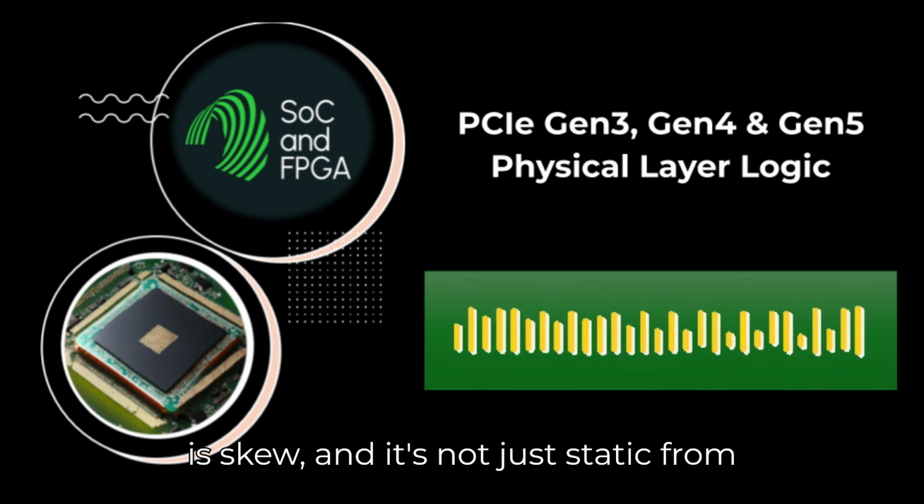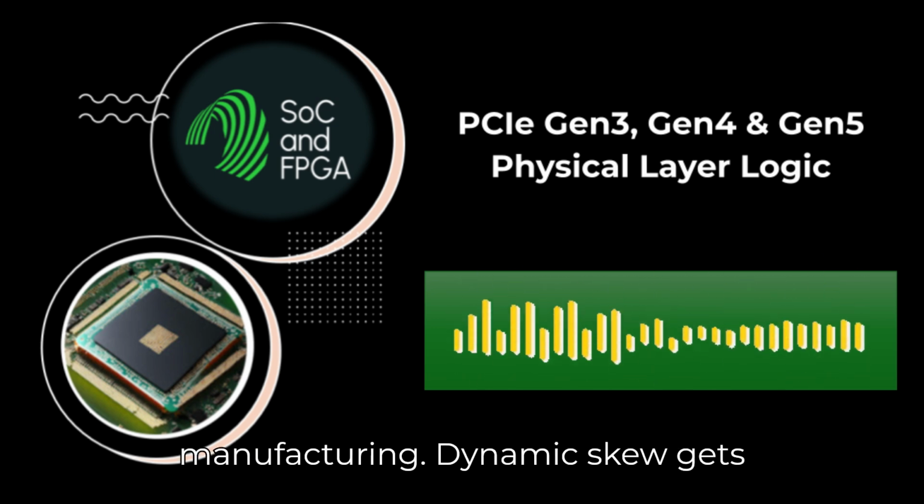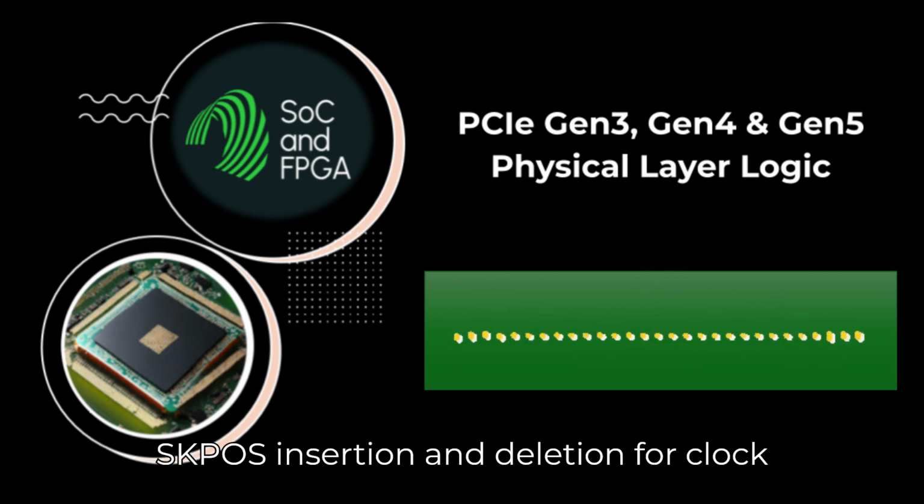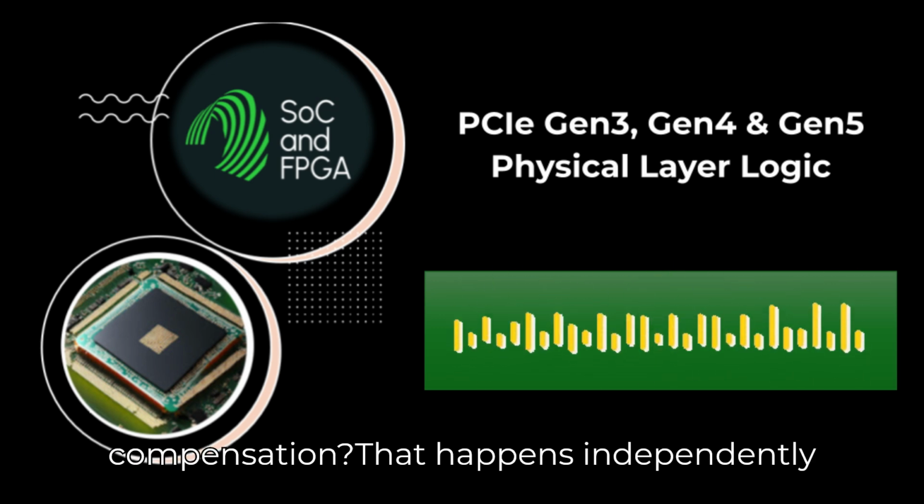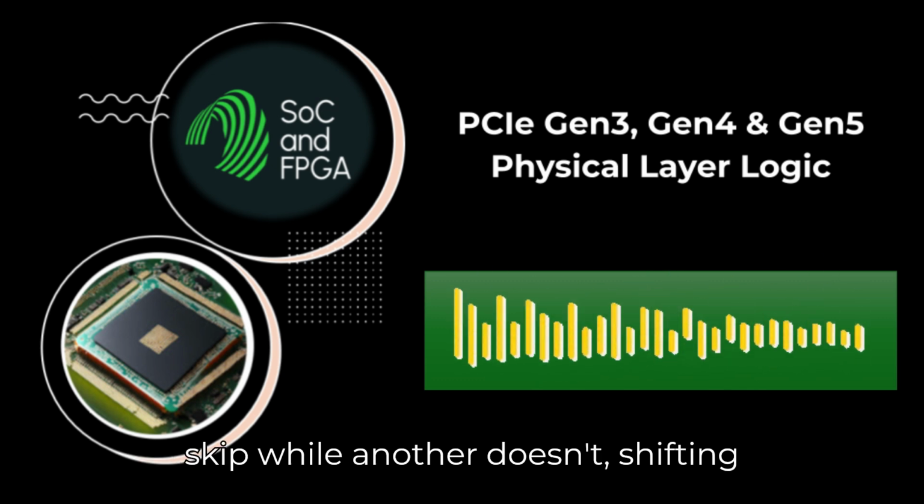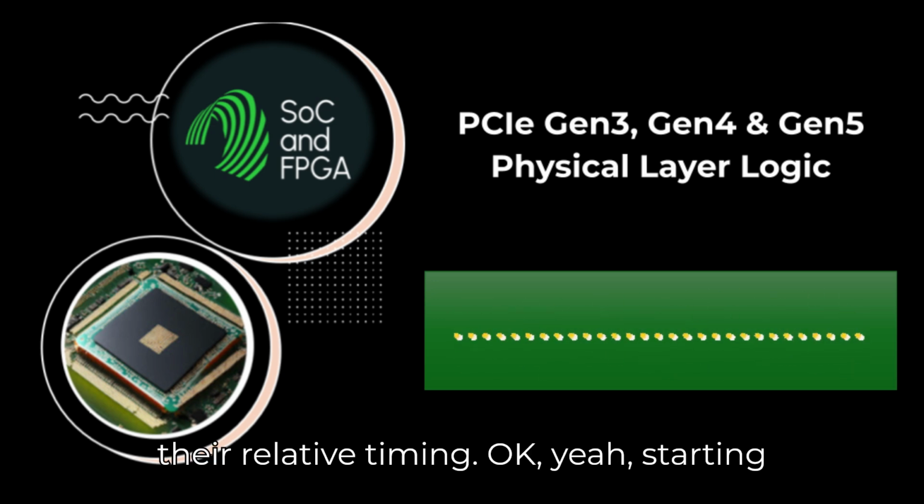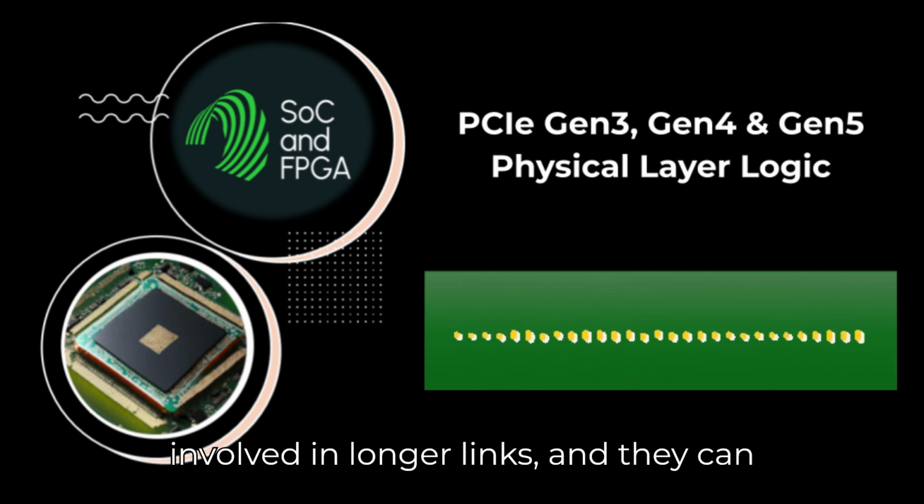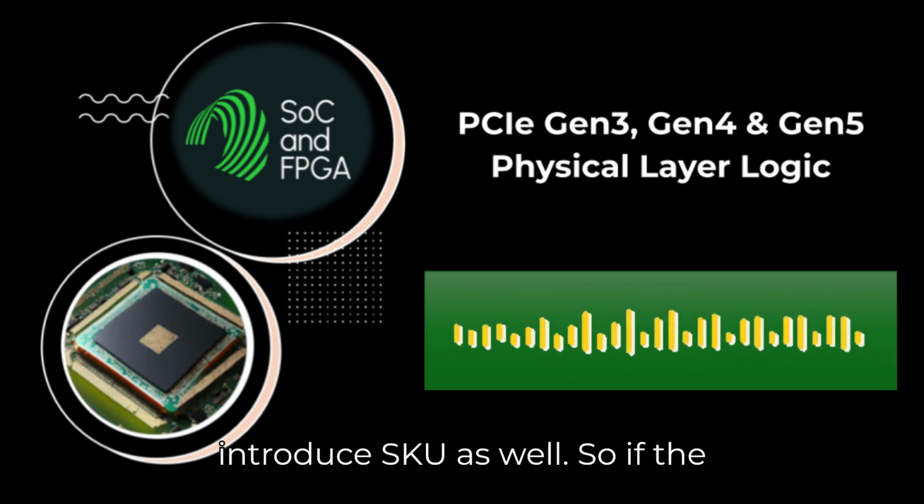And it's not just static from manufacturing. Dynamic skew gets introduced too. How? Remember the SKPOS insertion and deletion for clock compensation? That happens independently on each lane. So one lane might insert a skip while another doesn't, shifting their relative timing. Okay, yeah. Starting with Gen4, you also have retimers involved in longer links, and they can introduce skew as well.